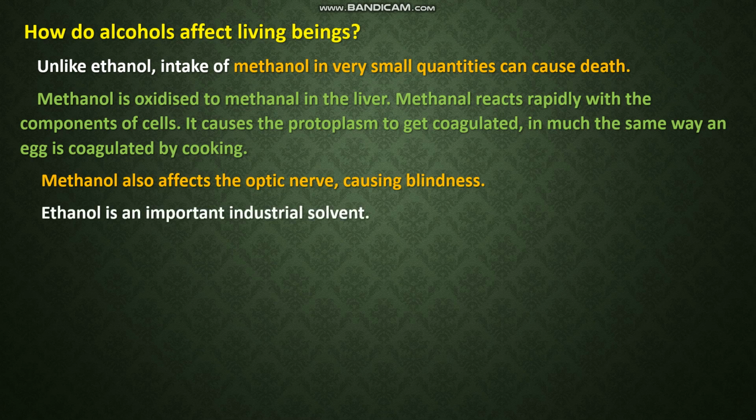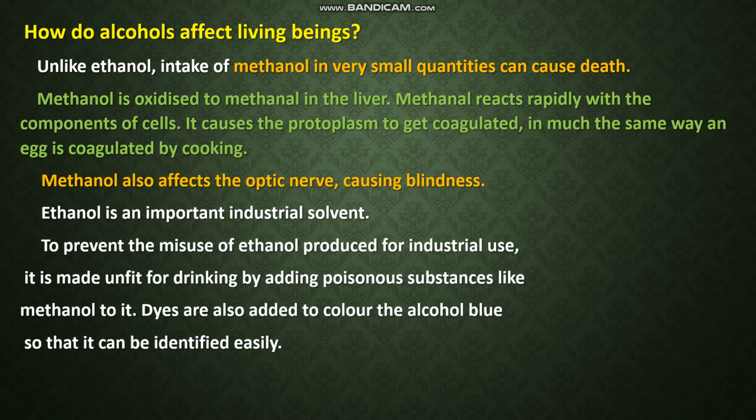Now, ethanol is an important industrial solvent. To prevent the misuse of ethanol produced for industrial use, it is made unfit for drinking by adding poisonous substances like methanol to it. Dyes are also added to color the alcohol blue so that it can be identified easily. So ethanol can be used in industries. We have seen already, it is used to make many solvents for paints, varnishes, all this. So when it is used for industrial purposes, it should not be used for drinking.